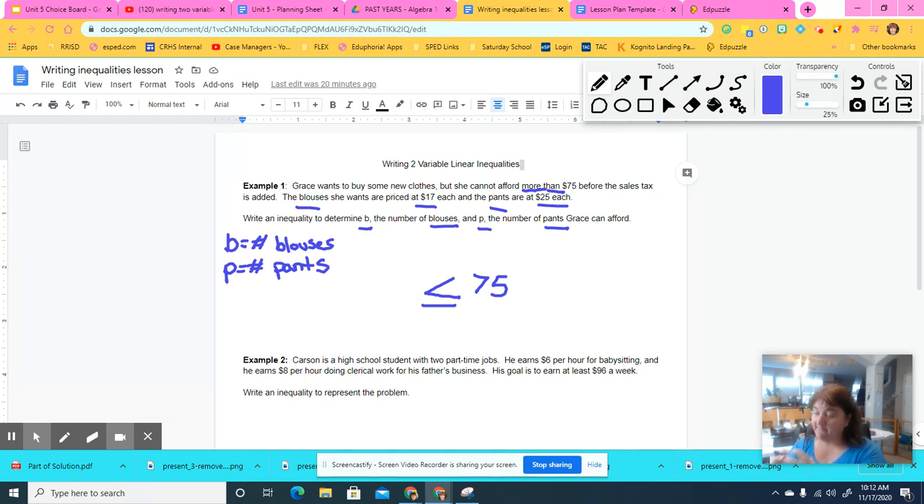Now, whenever you're trying to look at total cost, you take the number that you're buying and you multiply it by the price. So B is the number, and this is the price. So the price is 17 times the number. We don't know how many. Add that with 25 times the number. That added together needs to be less than or equal to $75.